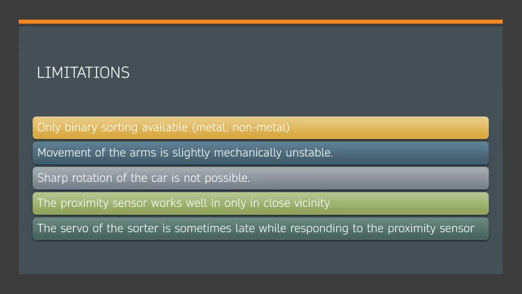Hello, I am Abhishek. At this point of the presentation, we must look at some of the limitations of our project that will give us inspiration for future improvement. First, it's binary sorting of the waste stages. In the modern world, wastes are being sorted into categories like wet, organic, metal, plastic, etc. We could not incorporate these categories into our project.